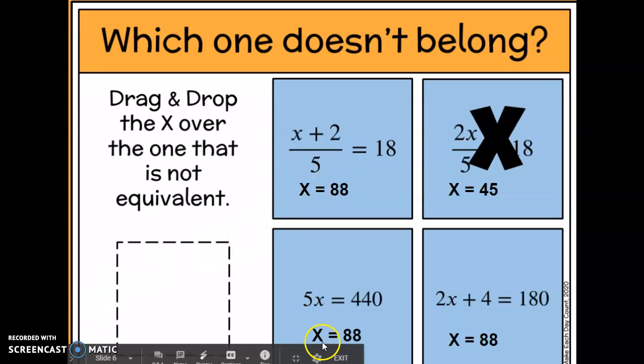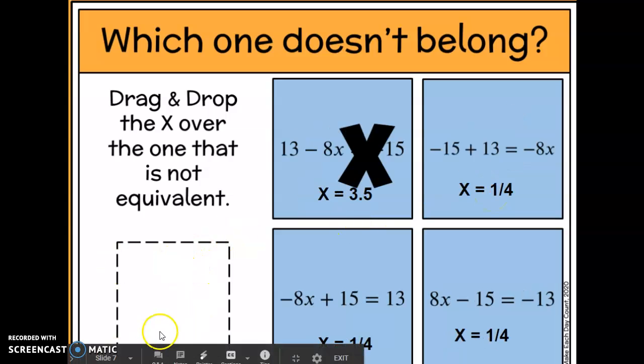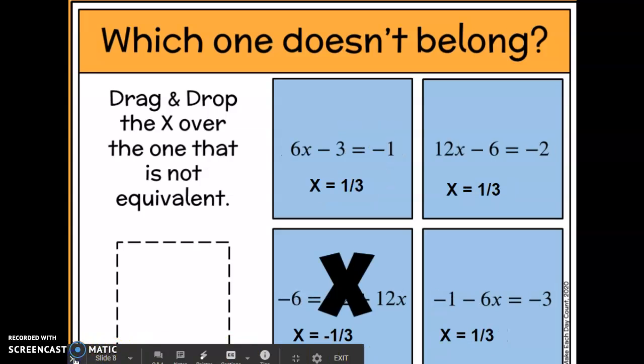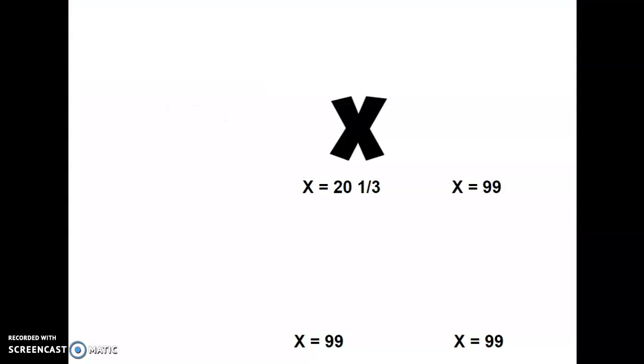X equals 88 for three of the equations, and x equals 45 for the one that did not belong. X equals 1/4 for three of the equations, and x equals 3.5 for the equation that did not belong. X equals 1/3 was your solution for three of the equations, and x equals negative 1/3 for the one that did not belong.